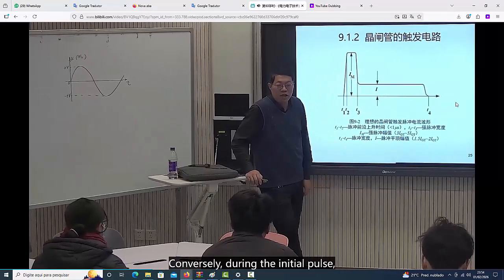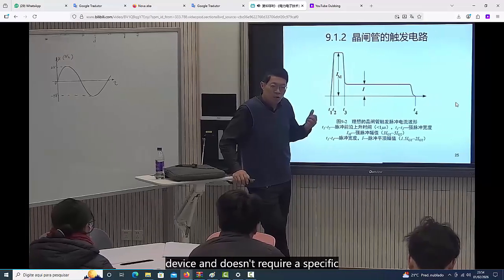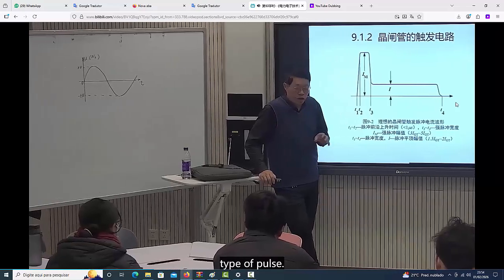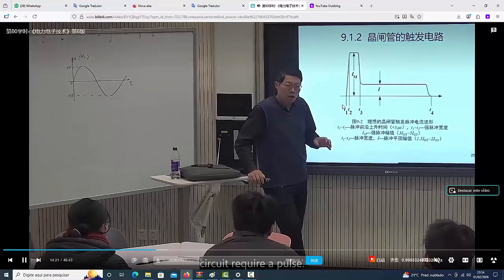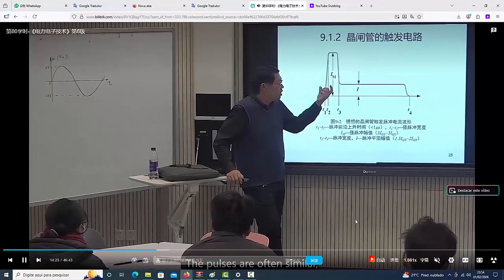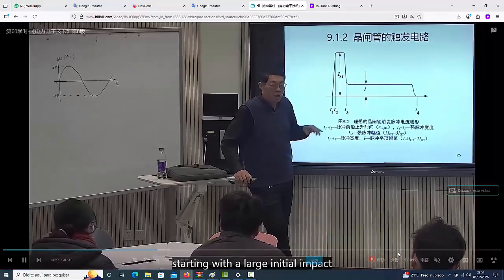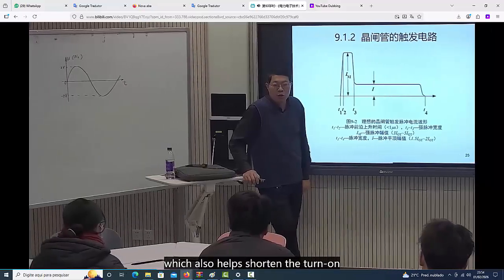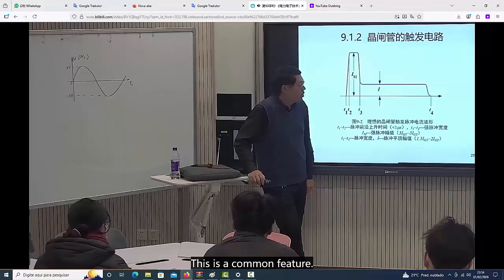Conversely, during the initial pulse, the thyristor is an uncontrollable device and doesn't require a specific type of pulse. However, all the other devices in the home circuit require a pulse. The pulses are often similar, starting with a large initial impact followed by a smoother one, which also helps shorten the turn-on time. This is a common feature.